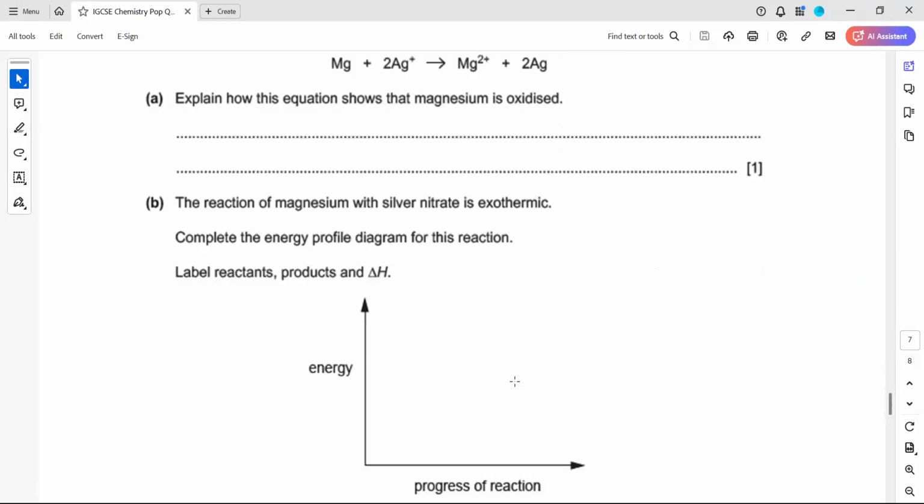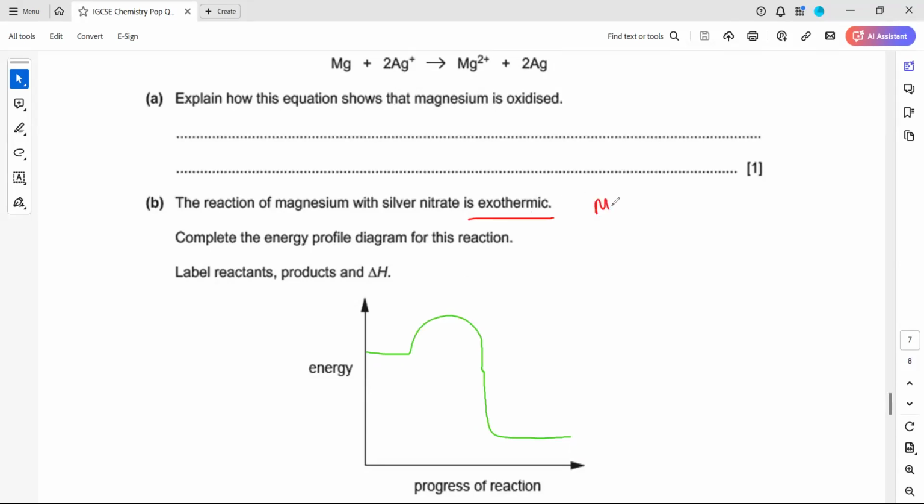The reaction of magnesium and silver nitrate is exothermic. Complete the energy profile diagram for this reaction. Label the reactants and the product and the delta H. Energy profile diagram for exothermic reaction. So in exothermic reaction, the reactant should have high energy and the product will have low energy. And you have to label the reactants as well.